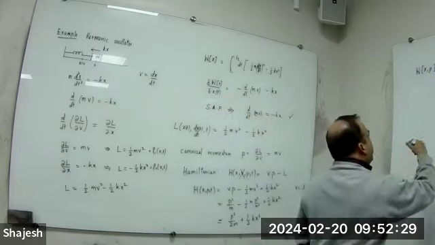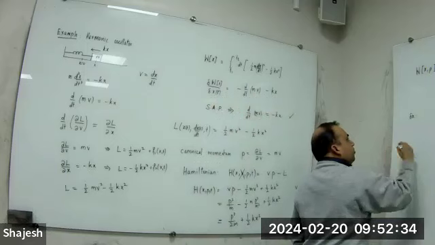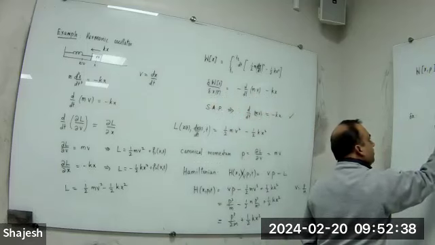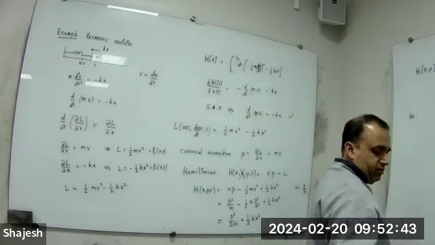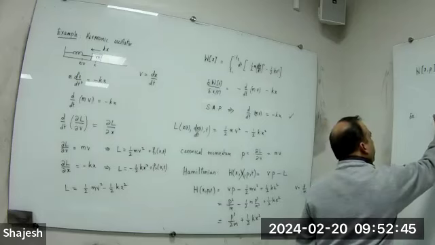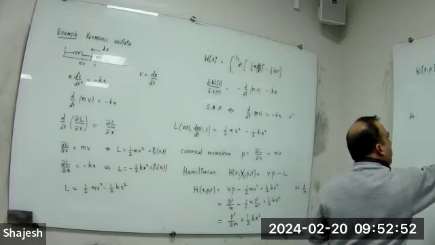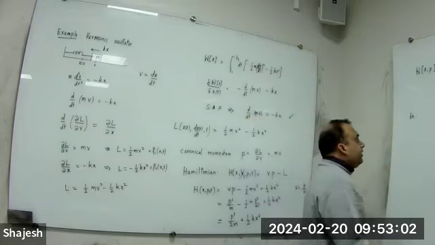We will do the variation, and the variation with respect to x comes out to be dp by dt equals minus the derivative of H with respect to x, and dx by dt. So these are called Hamilton's equations of motion. The dx by dt will always be equal to the partial derivative of the Hamiltonian with respect to p. We'll do that in a minute.